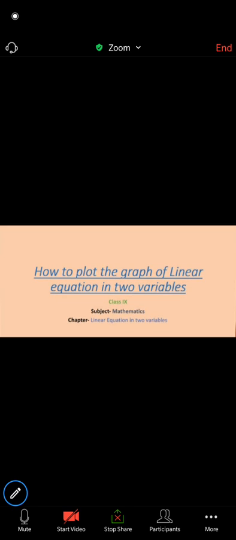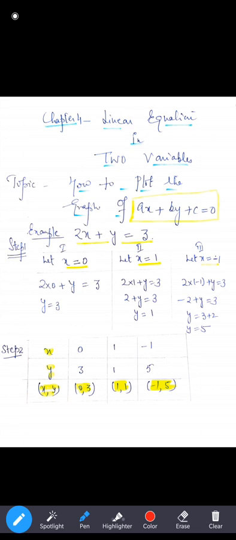Hello students. In the last video we have done some NCERT questions of the chapter linear equations in two variables. Now in this video we will learn how to plot a graph of a linear equation in two variables. For explaining that, I am taking one example, 2x plus y is equal to 3.